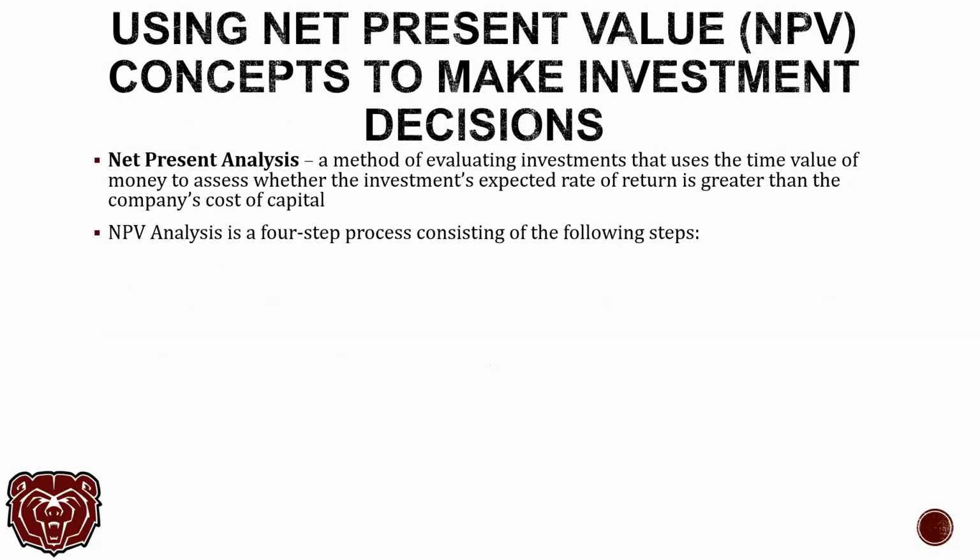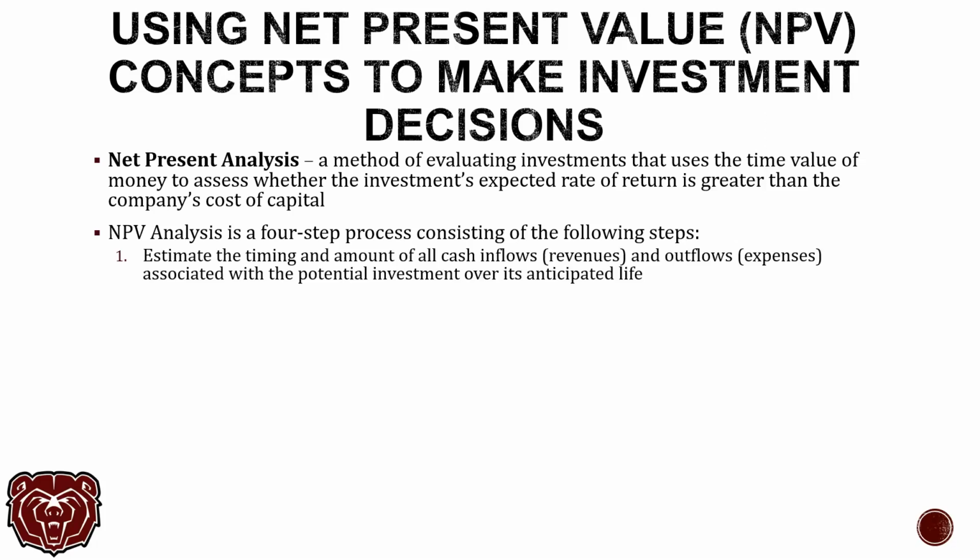Okay? So we keep talking about cash flows, and the way we're going to use those cash flows to make decisions is using what we call net present value. We're going to do some net present value analysis, and this is basically a method we use to evaluate investments. It uses time value of money concepts that we talked about in Chapter 11, and it looks at whether or not the investment's expected rate of return is greater than the company's cost of capital, or the hurdle rate. So we perform the analysis in 4 steps.